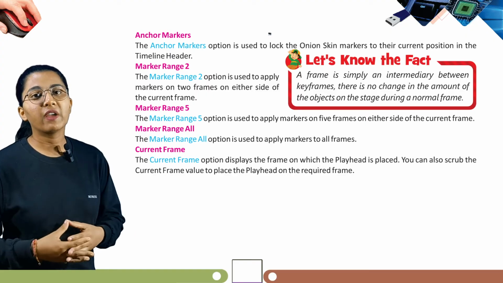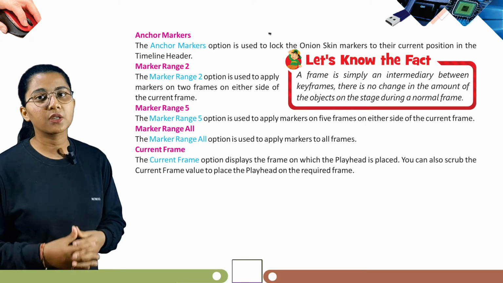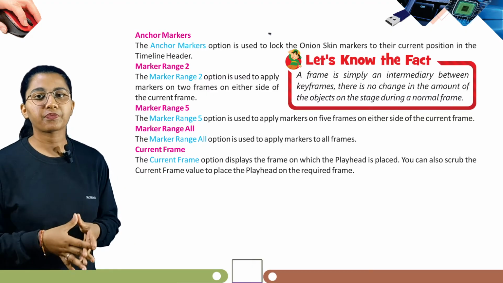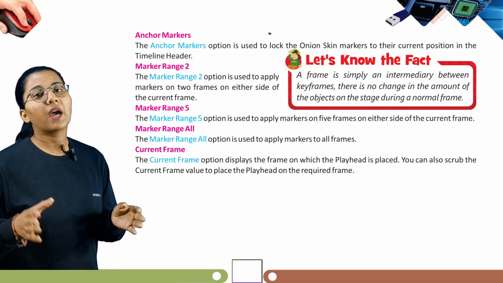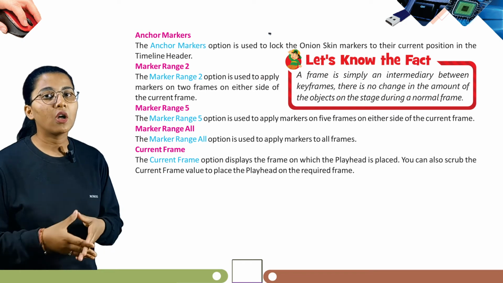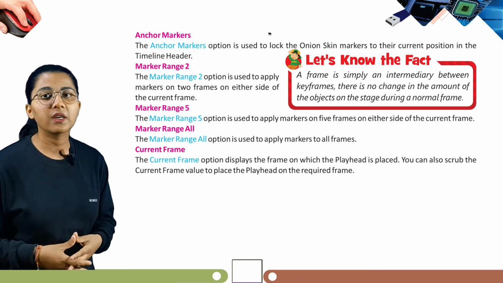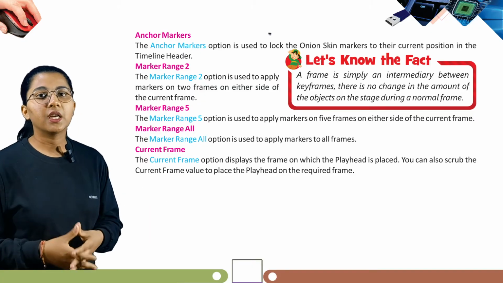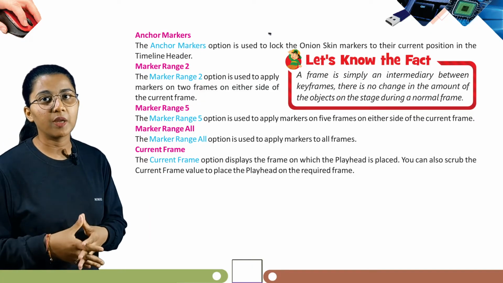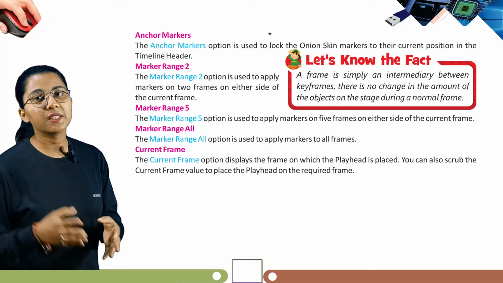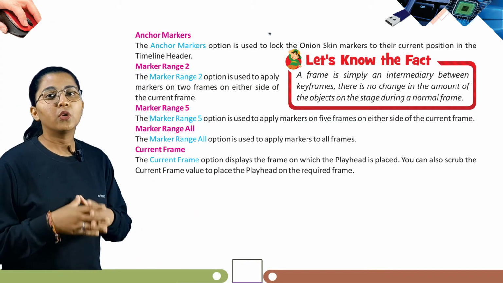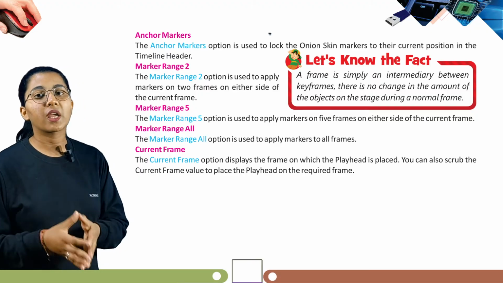The Marker Range 5 option is used to apply markers on 5 frames on either side of the current frame. Next, we have Marker Range All. The Marker Range All option is used to apply markers to all frames. Then we have Current Frame. The Current Frame option displays the frame on which the playhead is placed. You can also scrub the current frame value to place the playhead on the required frame.